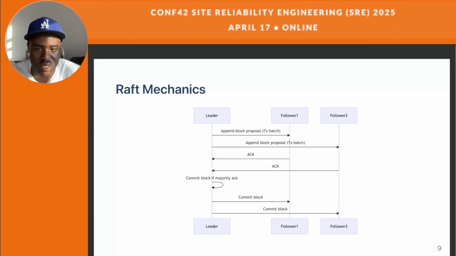So we'll just talk a little bit on Raft mechanics. Raft works by having one node as a leader. That leader proposes transaction batches. When a majority of the followers acknowledge, the block is considered committed. If the leader fails, one of the followers steps up and becomes a leader. So in a 3-node cluster, losing one node doesn't necessarily stop the show, because you still have 2 nodes forming a majority. That's how we keep ordering online despite hardware failures or crashes.